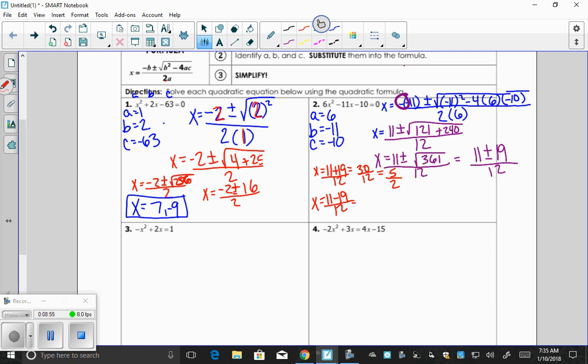11 minus 19 is going to be negative 8 over 12, which can also reduce. A number that will go into both 8 and 12 is 4. So negative 8 divided by 4 gives me negative 2. So all I'm doing is dividing this number by 4 and dividing this number by 4. And 12 divided by 4 is 3. So my final answer is x equals 5/2 and negative 2/3.